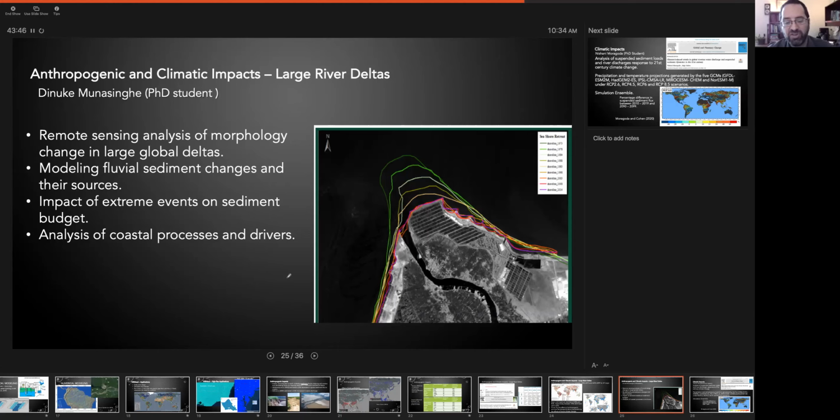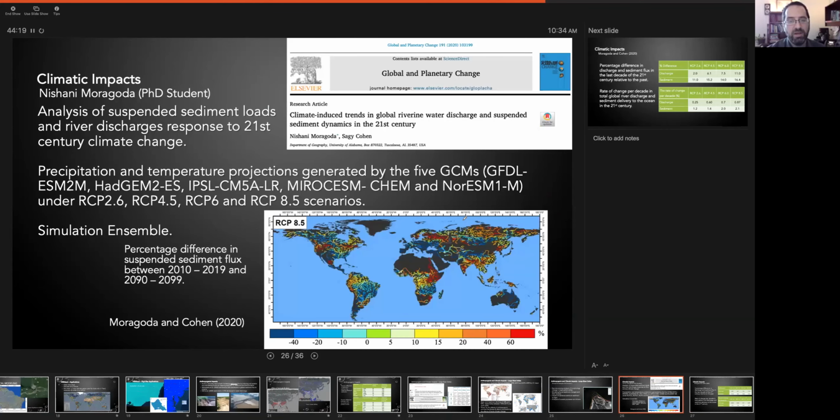So in this picture here, you see one of the distributaries of the Nile River Delta. We talked about the Nile a little bit. And you see the lines here are the coastline going back to 1973 all the way to 2014. And you see that erosion on the delta, and that's because the Nile has seen a massive reduction in the amount of sediment since the establishment of the Aswan Dam.